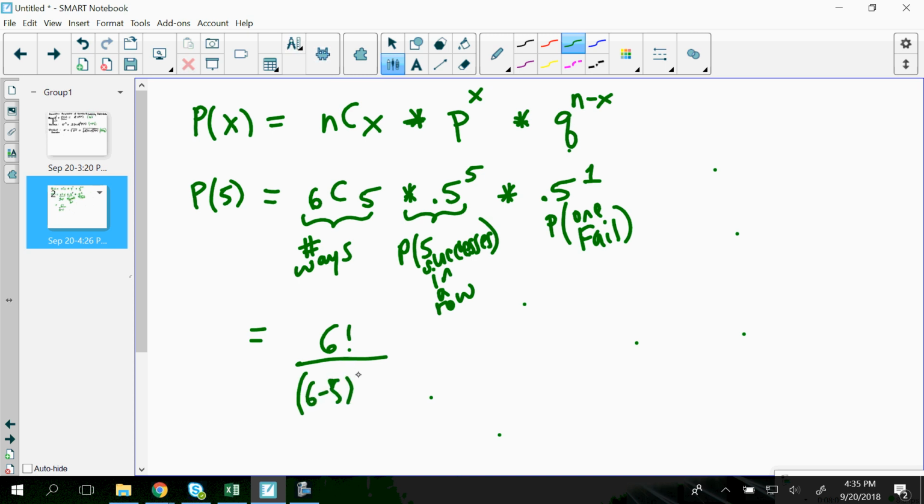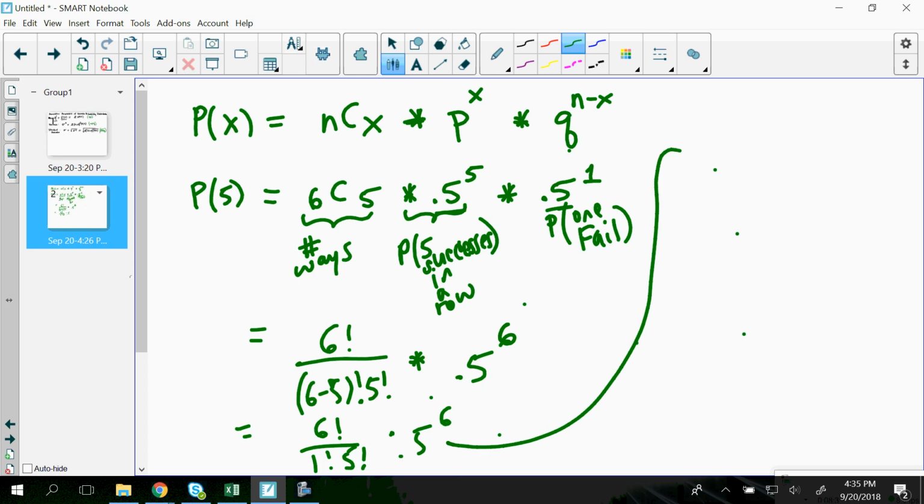And then since they have the same base, it's actually easier to just write this as 0.5 to the power of 6. And that is only because we have equally likely outcomes. And then we have 6 factorial over 1 factorial, 5 factorial times 0.5 to the power of 6, which is 6 times 5 factorial over 5 factorial, which cancels these out, and then times 0.5 to the power of 6.